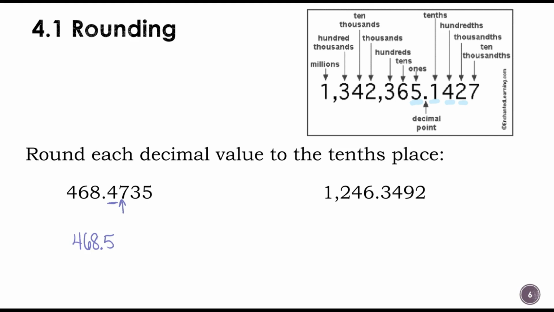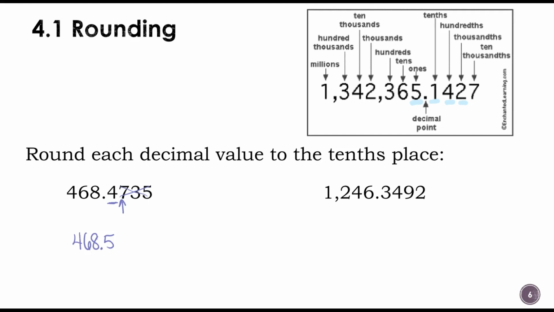Now, if that number where I drew the arrow, that number is 5 or more, we add 1 to the digit we're rounding to, and if it's below 5, then we just drop everything and that digit stays the same. And so notice these numbers do not go in my answer at all, we just drop them.